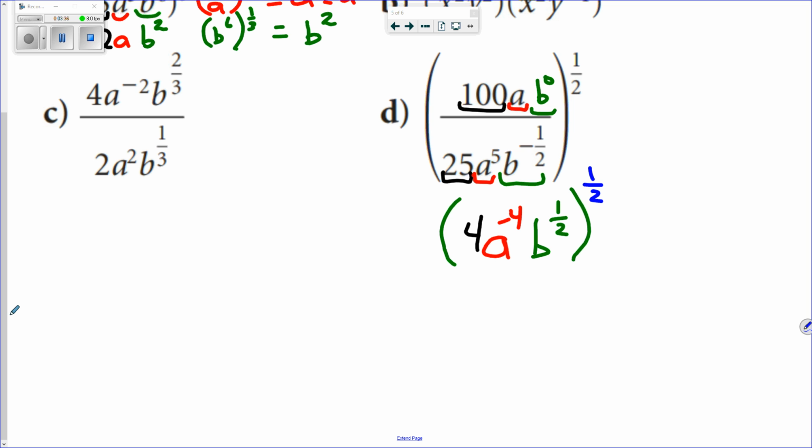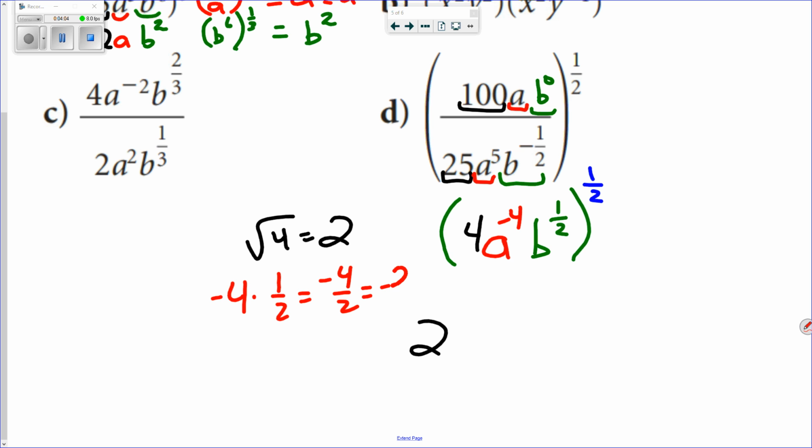So the 1/2 power is the same as square root. The square root of 4 is 2. Now we're going to multiply those exponents, the -4 and the 1/2, because it's a power to a power. So -4 times 1/2 is -4 over 2, which is equal to -2. So we have a to the -2.